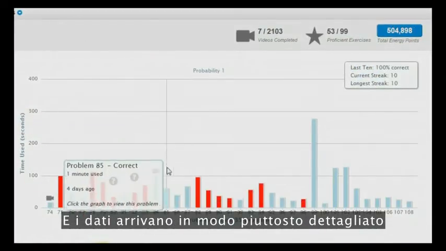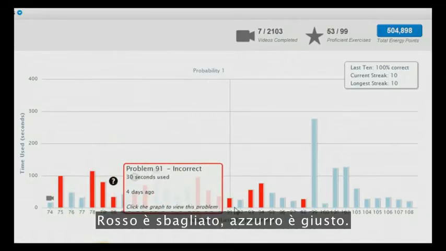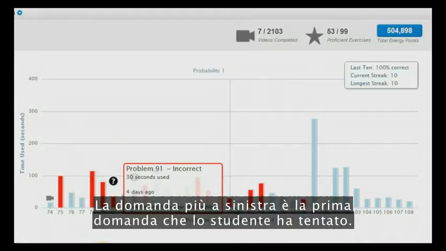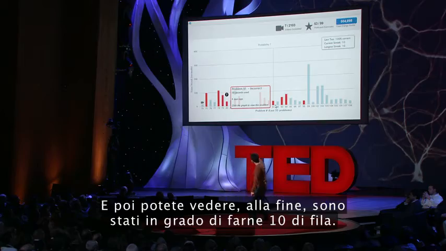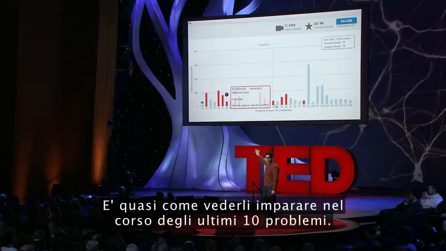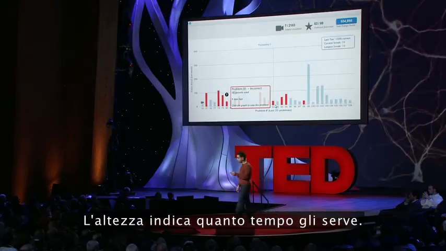And the data gets pretty granular, so you can actually see the exact problems that the student got right or wrong. Red is wrong, blue is right. The leftmost question is the first question that the student attempted. They watched the video right over there. And then you could see eventually they were able to get 10 in a row. It's almost like you can see them learning over those last 10 problems. They also got faster. The height is how long it took them.